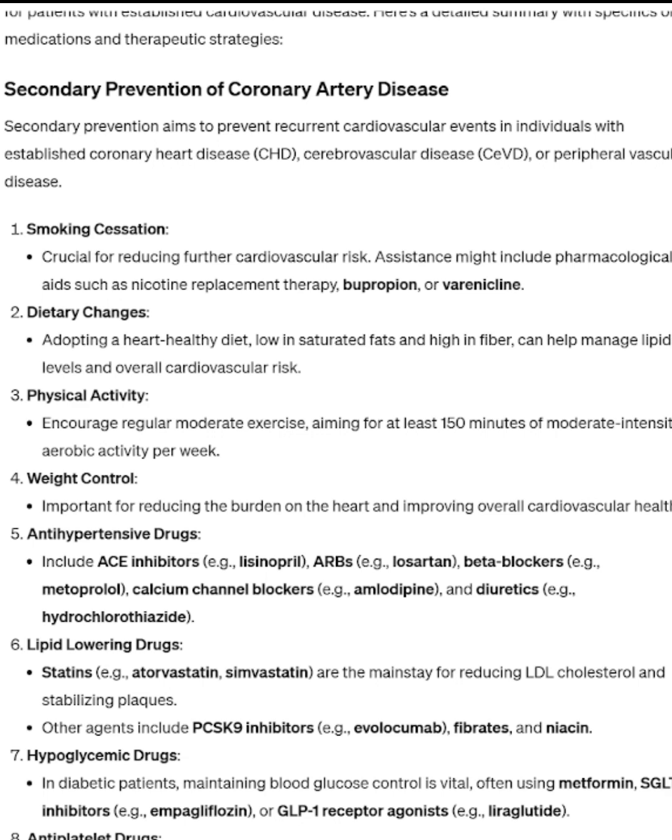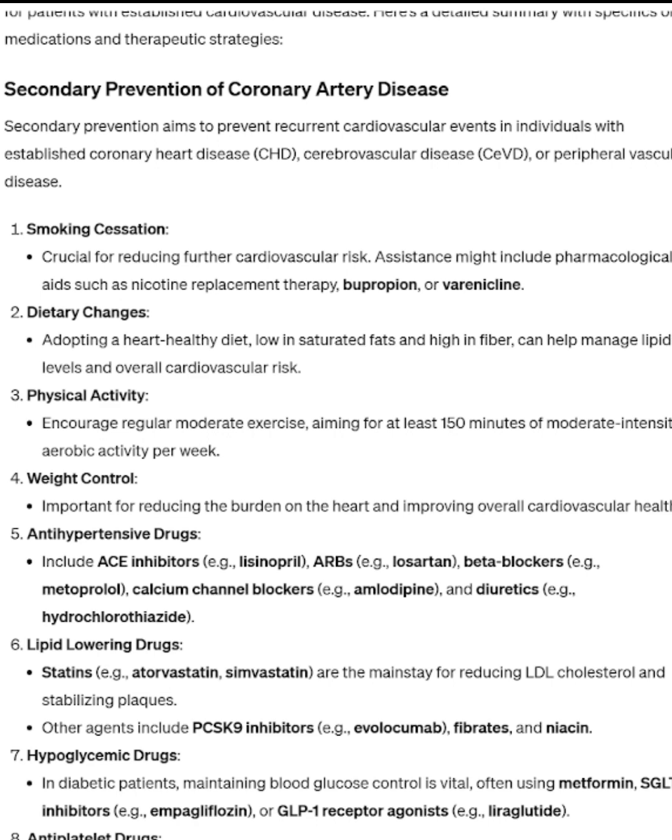Secondary prevention aims to prevent recurrent cardiovascular events in individuals with established coronary heart disease, CHD, cerebrovascular disease, CEVD, or peripheral vascular disease. 1. Smoking cessation. Crucial for reducing further cardiovascular risk. Assistance might include pharmacological aids such as nicotine replacement therapy, bupropion, or varenicline.